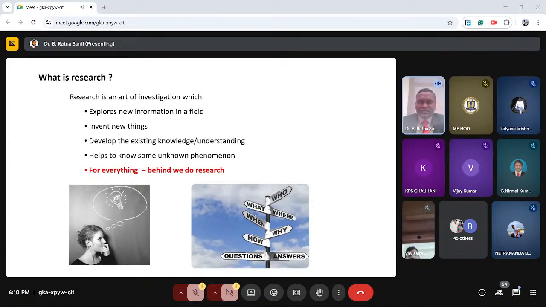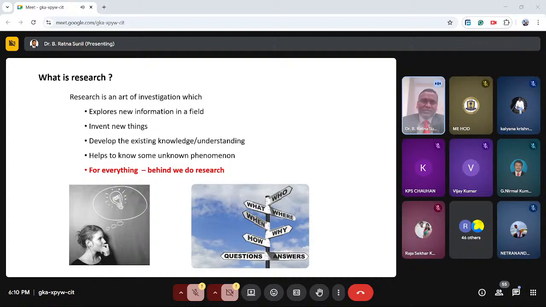So why do we do research? Research is a part of our day-to-day life. We cannot divide research away from us. Every day, for every small act of work that we do, we do research internally. But it is not scientific research for publications or patenting. Basically, we do a lot of research in all aspects.